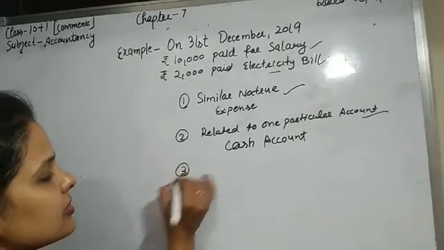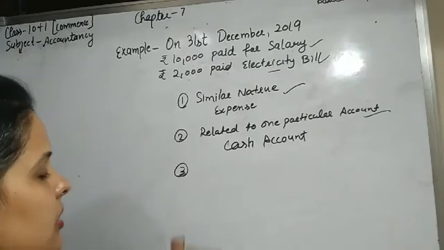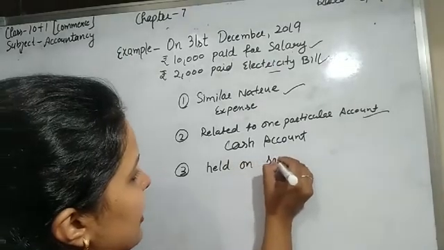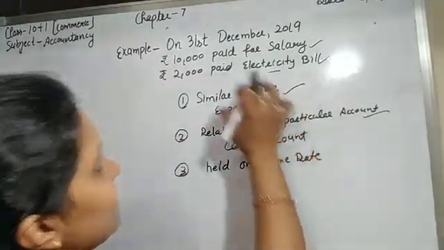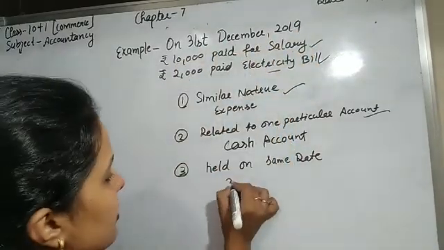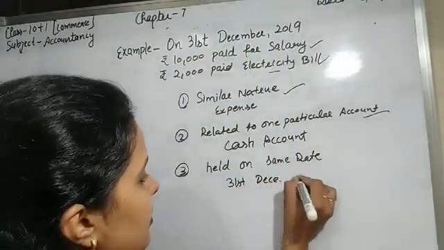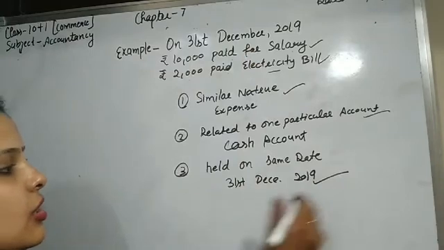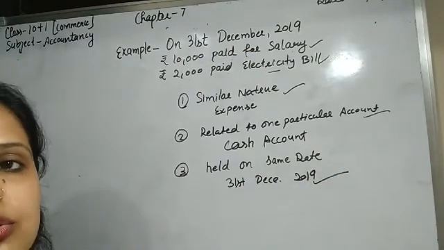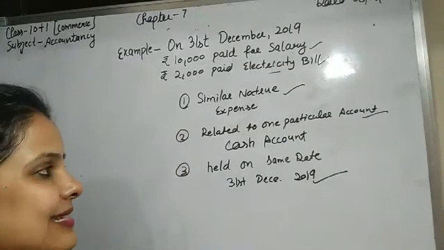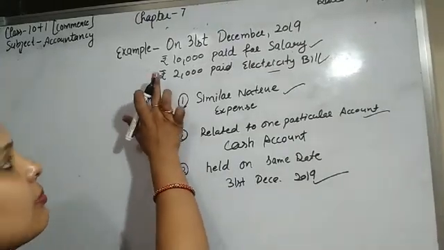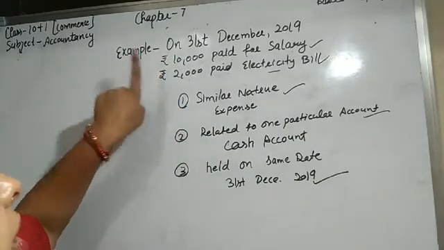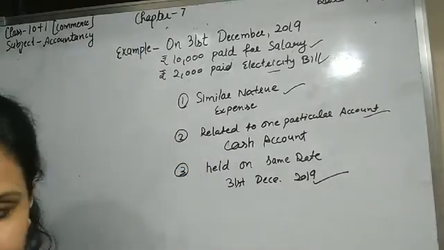And the third condition to pass the compound journal entry is that they are held on the same date. So students, look at the date here, 31st December 2019. These two transactions are also held on the same date. So the third condition is also fulfilled, students. Now these three conditions are fulfilled, so we will pass the compound journal entry of this transaction, because the two transactions are of similar nature, related to one particular account and held on the same date.